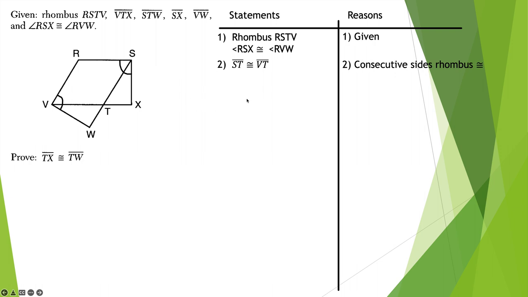Next up. That's my markings for them being congruent. What I marked here with the angles RVW and RSX, those are the 2 they said were congruent. Now, the next thing I'm going to say is that angle 1 is congruent to angle 2. How do I know that? Because the opposite angles of a rhombus are congruent.